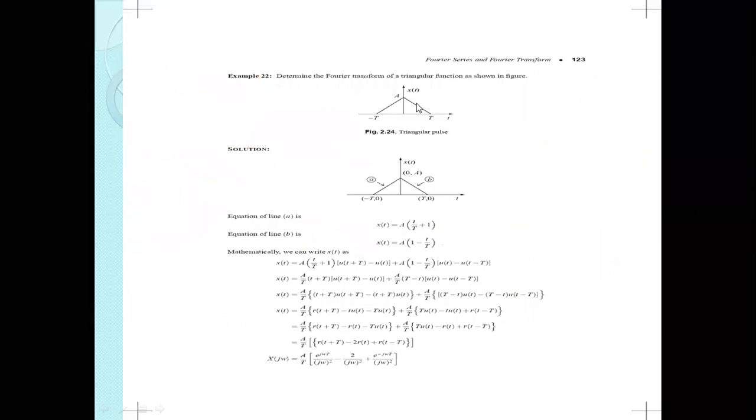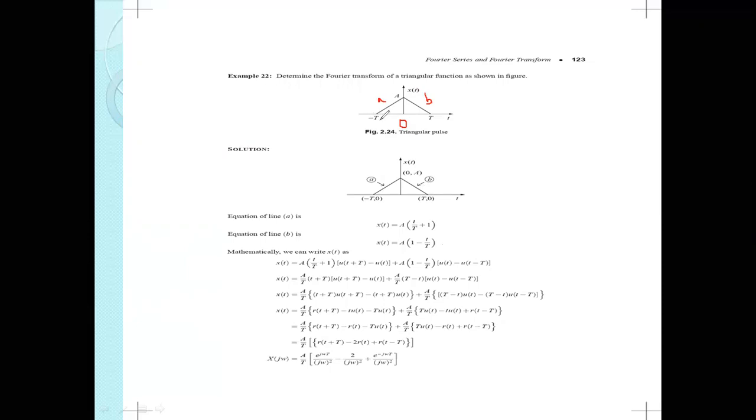Next, it is very important, my students. Determine the Fourier transformation of the triangular function. The triangular function is considered with this as the a slope and this as the b slope. This is the a slope and this one is the b slope.